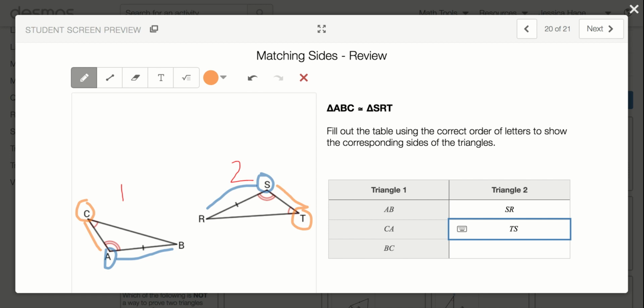And then BC is going to be our last one from the first triangle. So B was over here. It was not marked, but it would be congruent. So BC is coming this way, so we're naming it that way. We want to start with R and go to T. So RT.